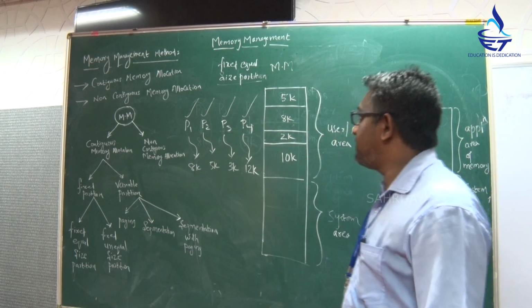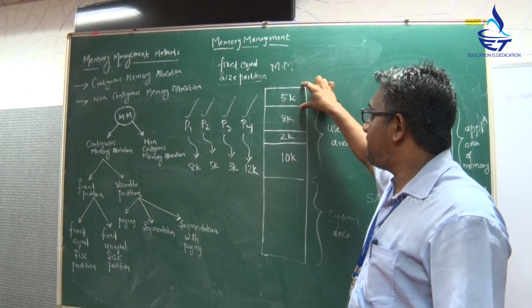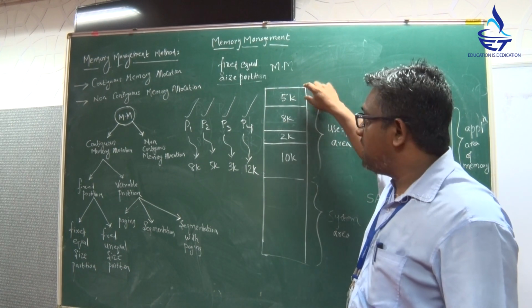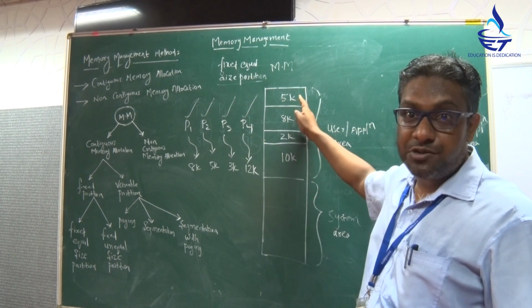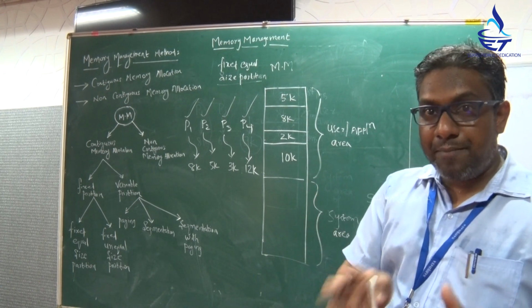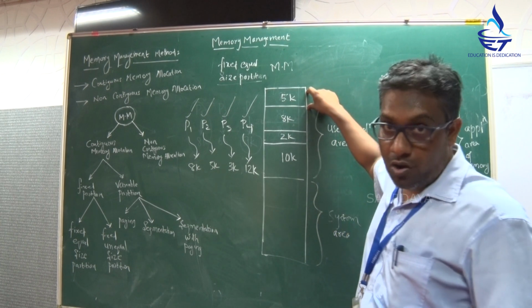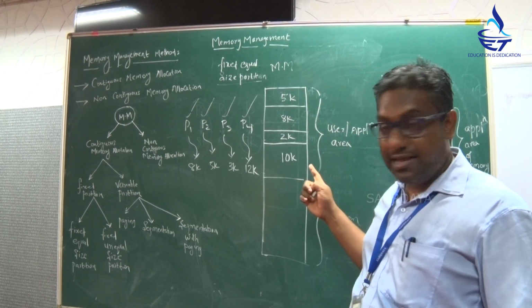Now for P1, the memory manager will check the size of P1 against the size of each memory block. When it compares with the first block, the size of P1 is greater than the size of the first memory block. So the operating system or memory manager will not place P1 into this memory block. It will go to the next memory block, that is 8K. The size is 8K.